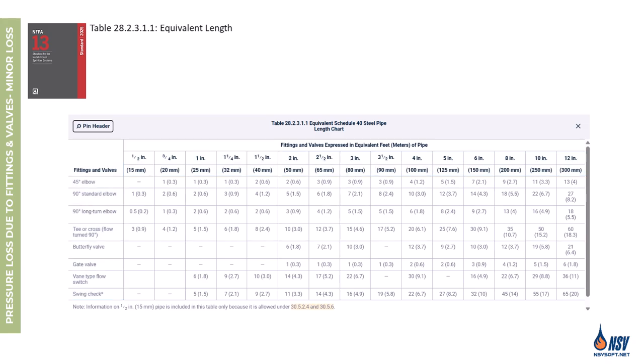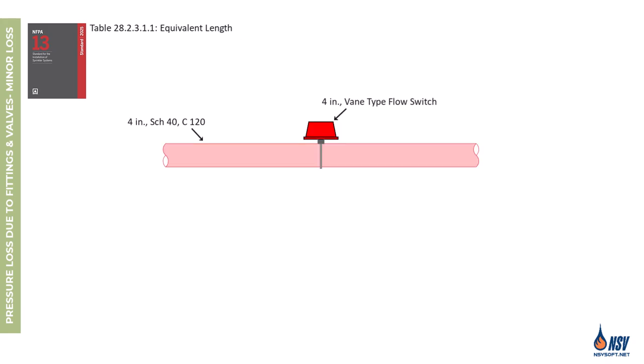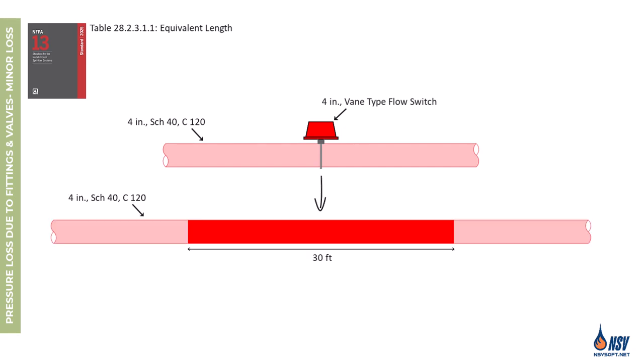For example, the equivalent length of a 4-inch vane-type flow switch is listed as 30 feet. This means that the pressure loss the water experiences while passing through this device is equivalent to the pressure loss from flowing through 30 feet of 4-inch Schedule 40 pipe with a C factor of 120.